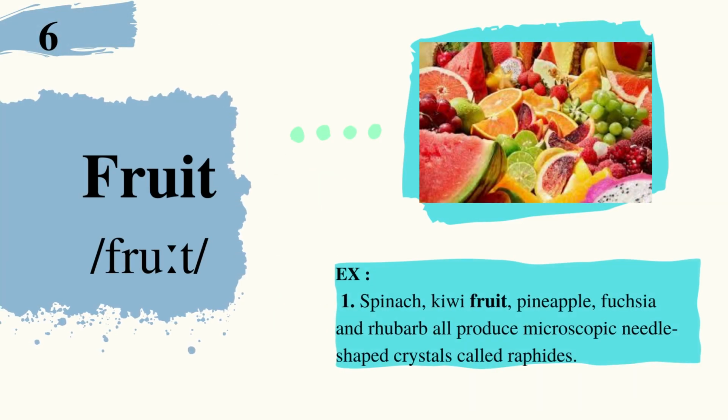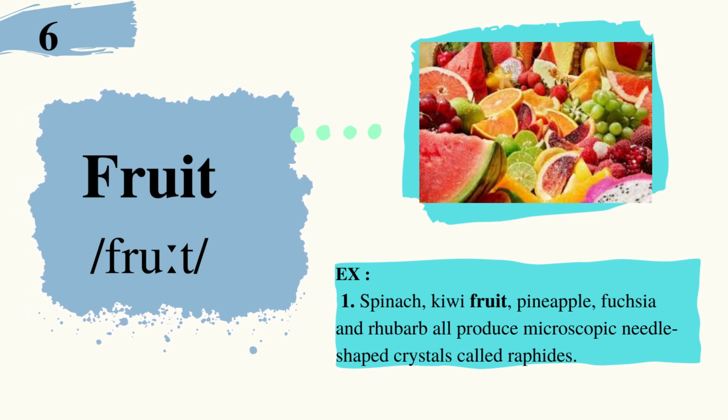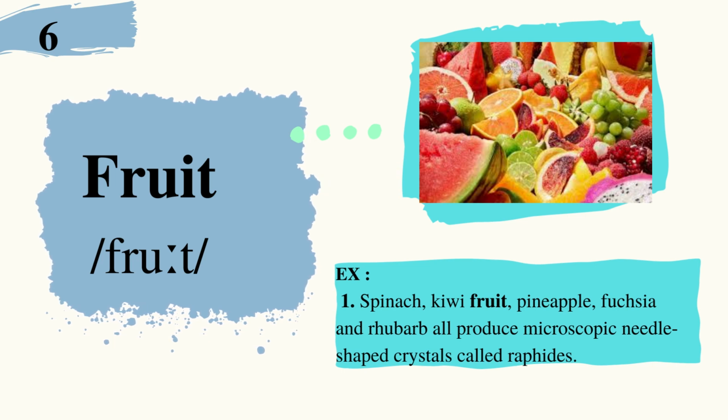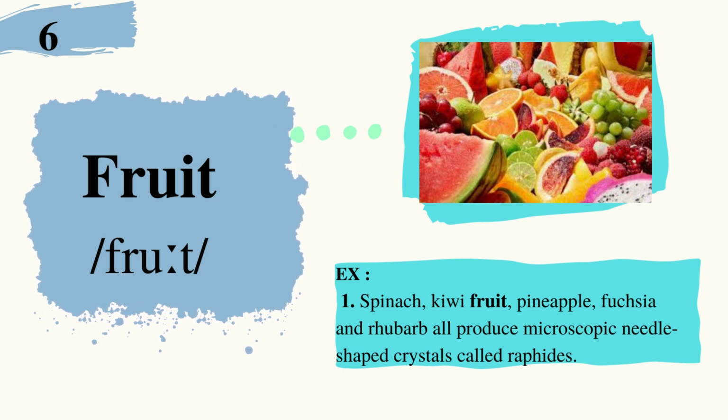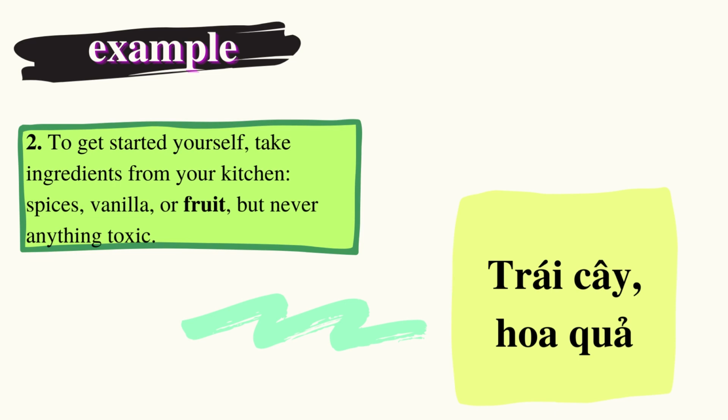6. Fruit. Example. Spinach, kiwi fruit, pineapple, fuchsia, and rhubarb all produce microscopic needle-shaped crystals called rhaphides. To get started yourself, take ingredients from your kitchen. Spices, vanilla, or fruit, but never anything toxic.